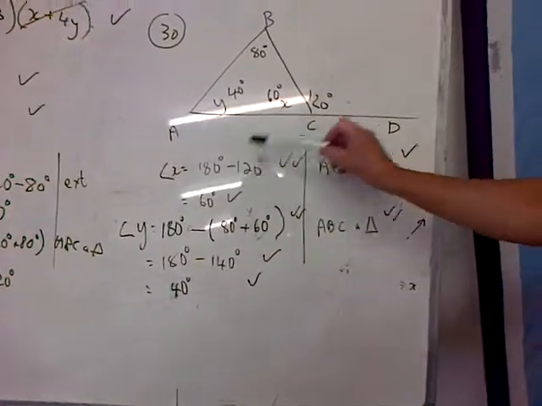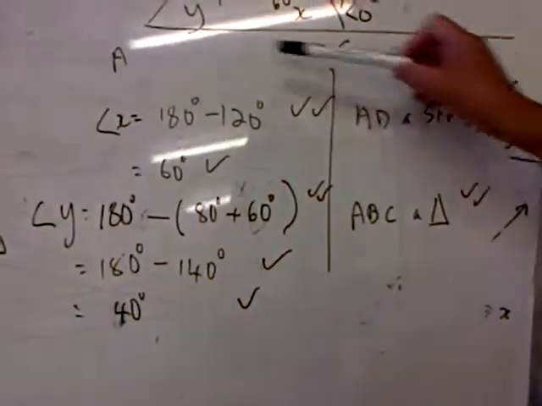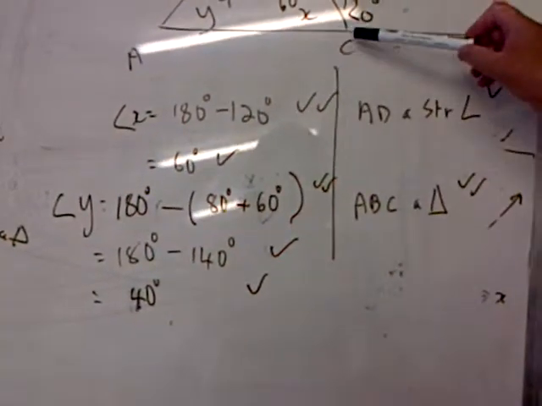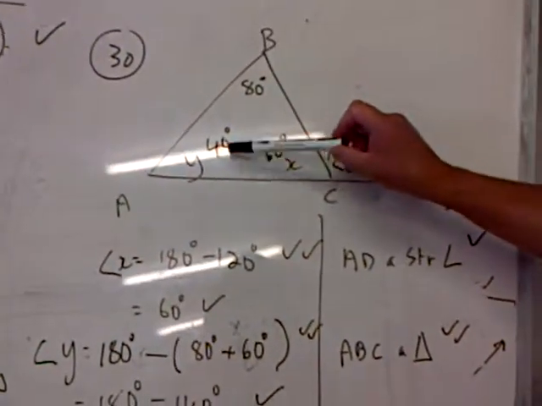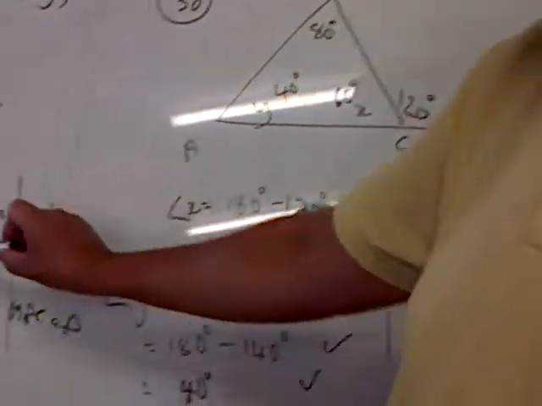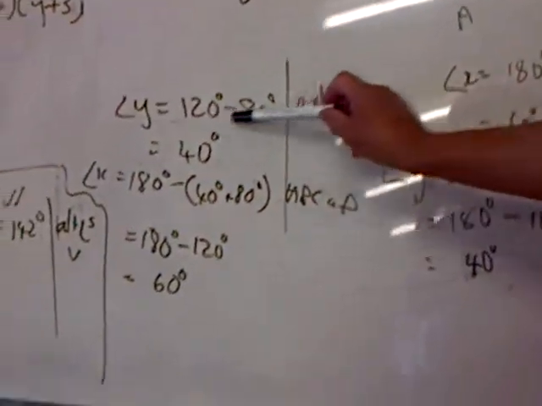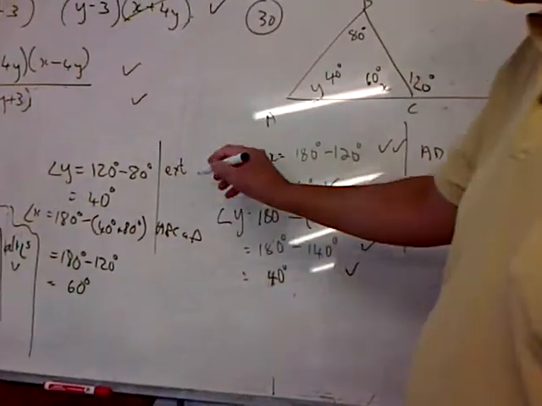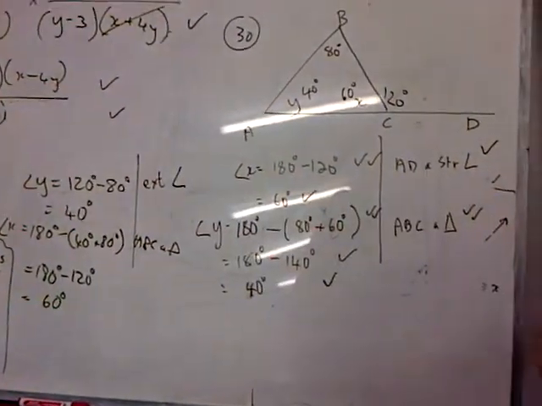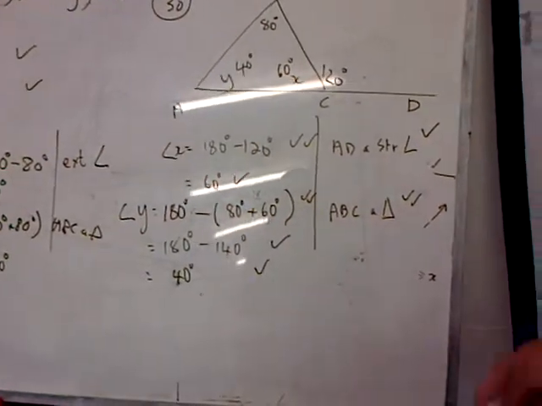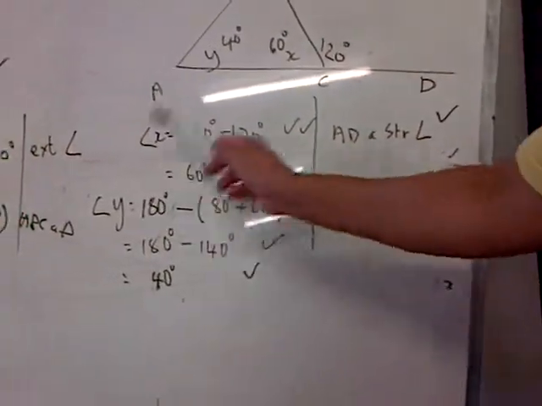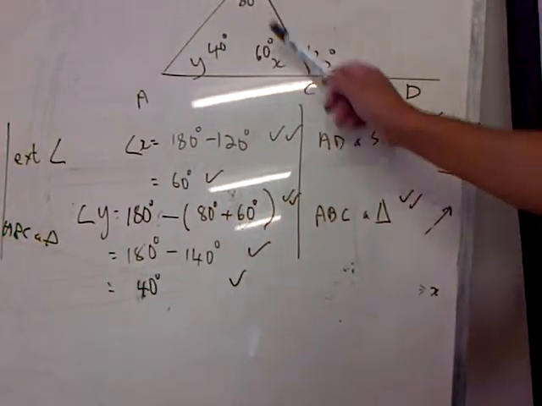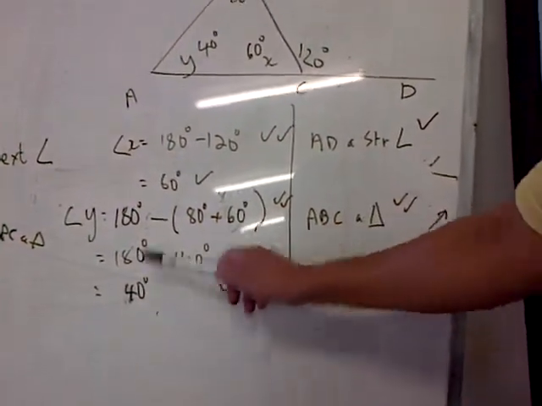Angle X is equal to 180 degrees minus 120 because this is a straight line. Or you could have said, this one here, angle Y is equal to 120 minus 80 because this is an exterior angle. Right? Now we've got that one. Now you say Y is equal to 180 degrees minus 80 plus 60, which you just worked out. 140 gives you 40.